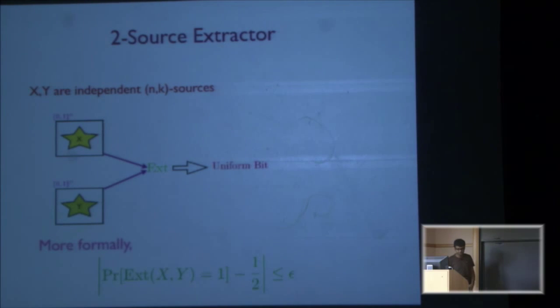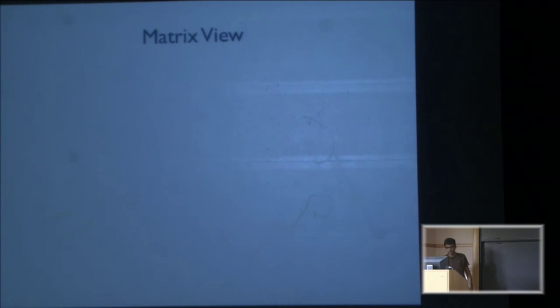So, all right, and there is an easy matrix way of viewing a two-source extractor. Let N be 2 power n and let K be 2 power k.